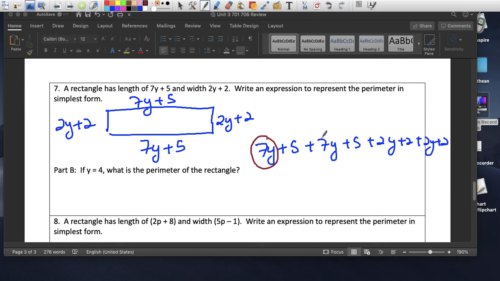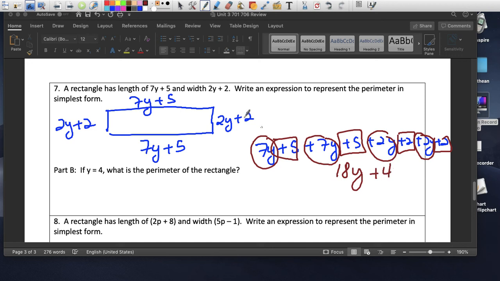I'm going to add this 7y with this 7y with this 2y with this 2y. They're all positive, so it makes life much easier. So I get 14y, 16y, 18y. Then I'm going to do 5 plus 5, which is 10, plus 2 plus 2. So the answer to part A is this, 18y plus 4. If you leave it unsimplified, not in simplest form, you won't get any points. I need to see that, and I need to see this right here. So the perimeter of this rectangle is represented by the expression 18y plus 4.